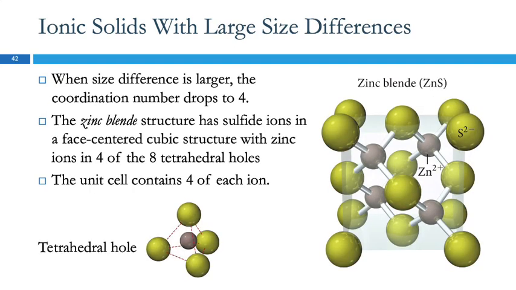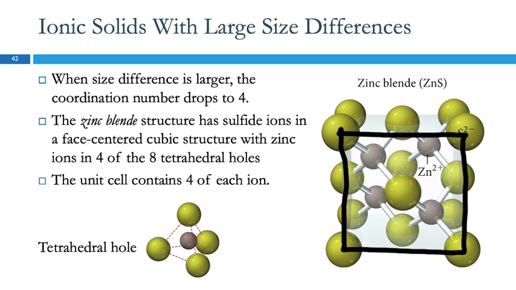When the size difference gets even bigger, then we get some other types of structures happening, and the coordination number goes down a bit. Here we also have a face-centered cubic. So here is one side. So we've got the yellow ones in the corners and one on the face.